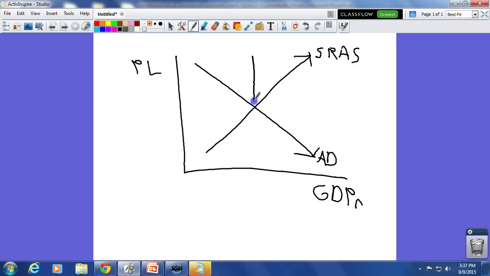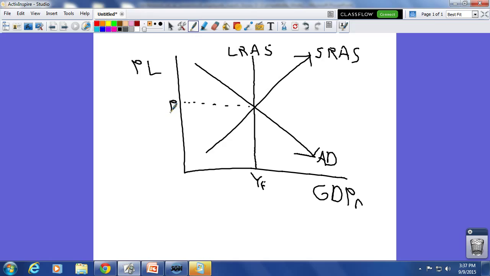So aggregate demand and short run aggregate supply are going to intersect on top of the long run aggregate supply curve. Right below that, we're going to have full employment output represented by the variable YF. So at full employment equilibrium, we have aggregate demand and short run aggregate supply intersecting at the long run aggregate supply curve. So we're going to have an equilibrium price level, which we'll represent by the variable P. And then we're at full employment output at this point.